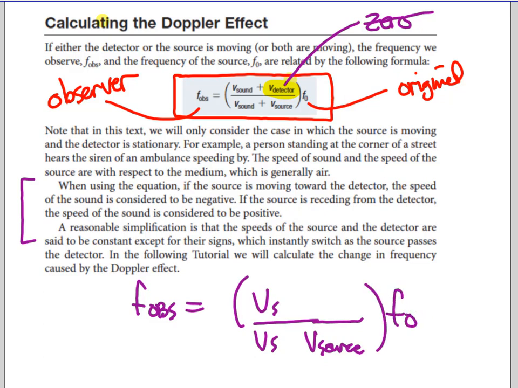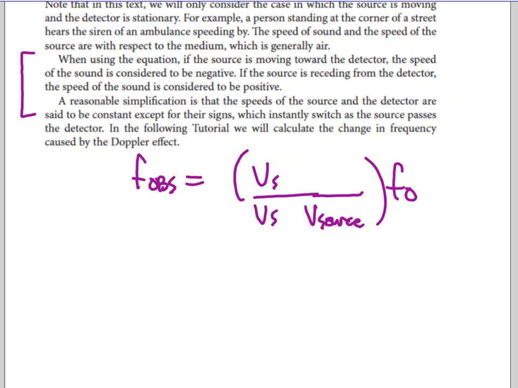Now, I like to think my way through these. I don't like to try and memorize, as I've commented many times before. If I am standing in front of a source, and I am the observer down here, I'm expecting a higher frequency.